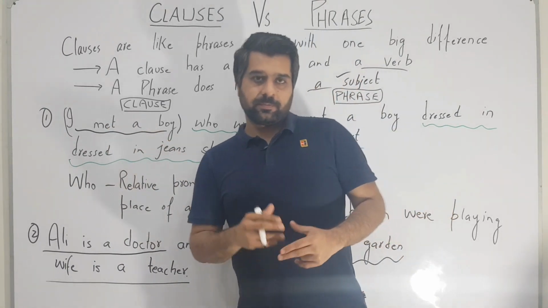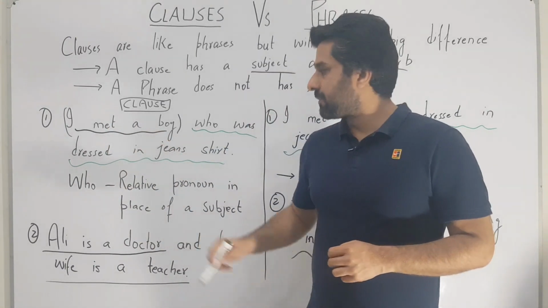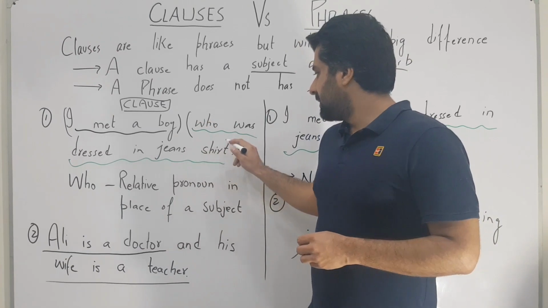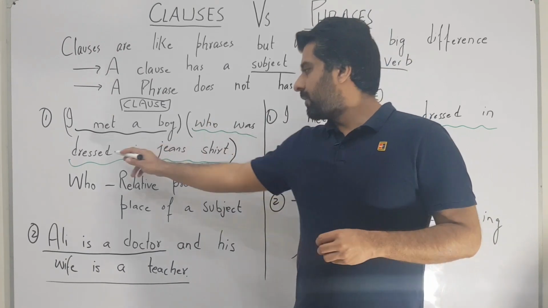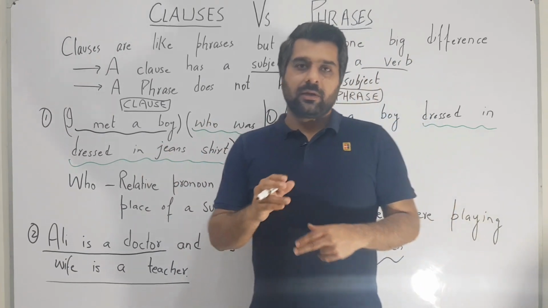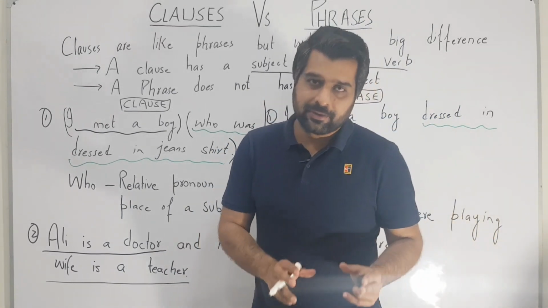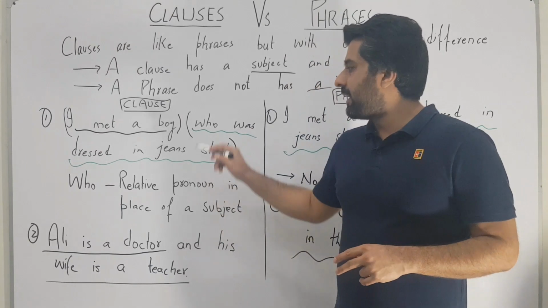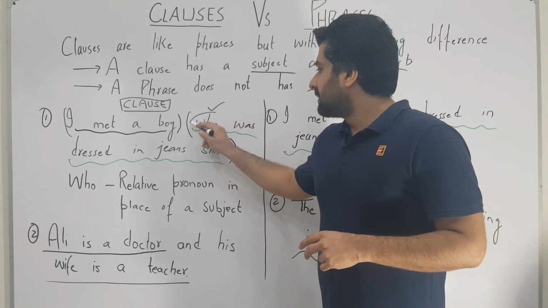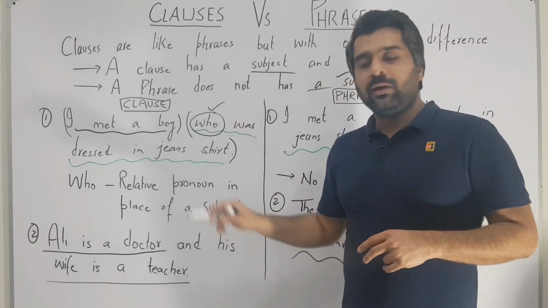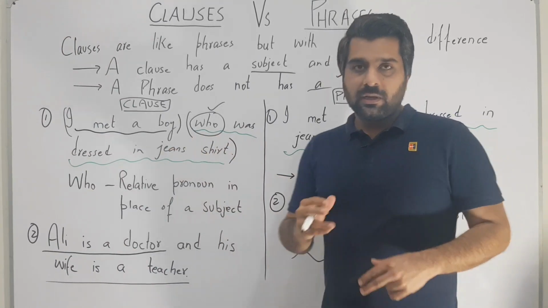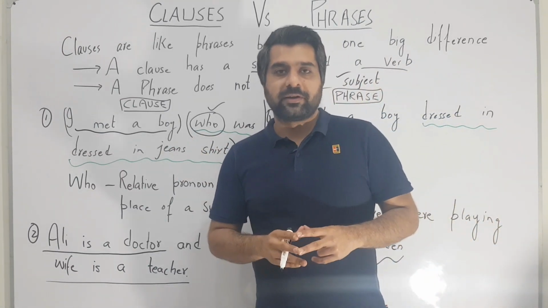So this is an independent clause, but this group of words, who was dressed in jean shirt, is also a clause, but this is a dependent clause and it has a subject. This is the subject of this dependent clause. Why do we call it a dependent clause?